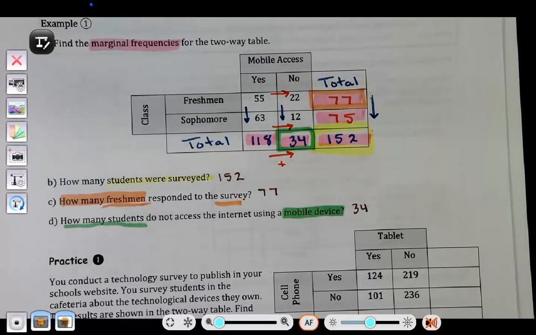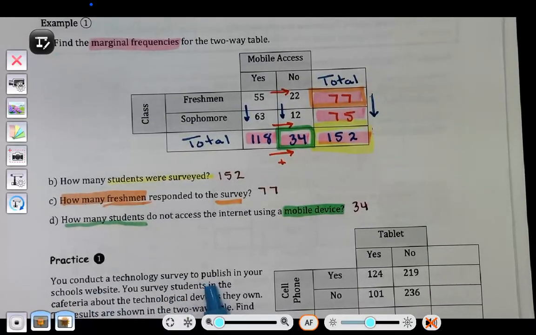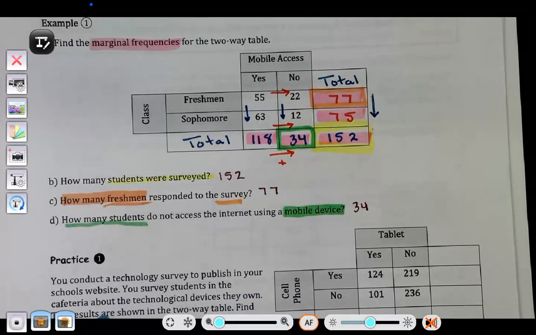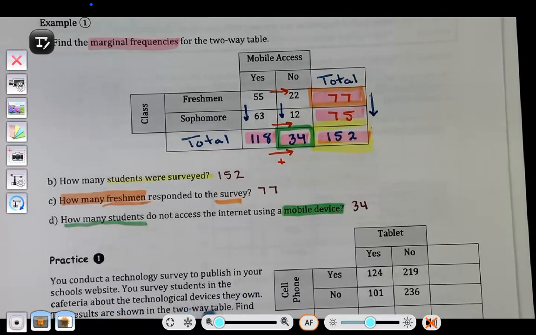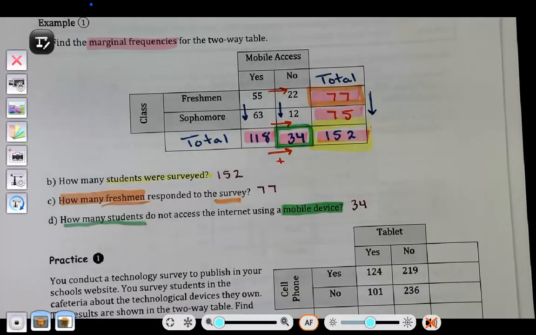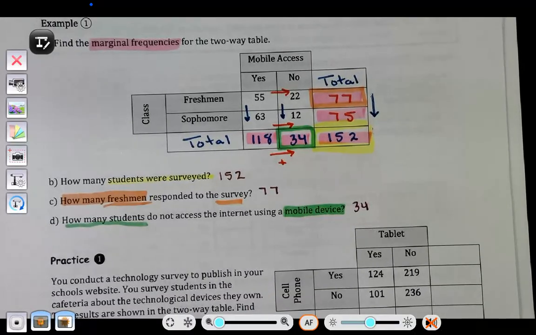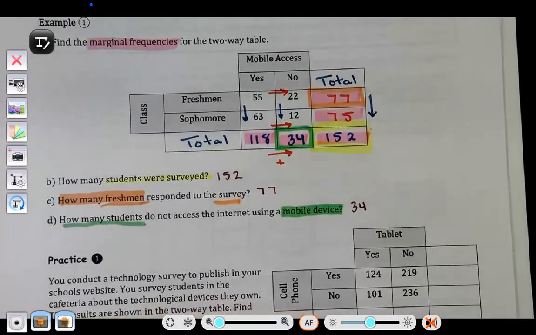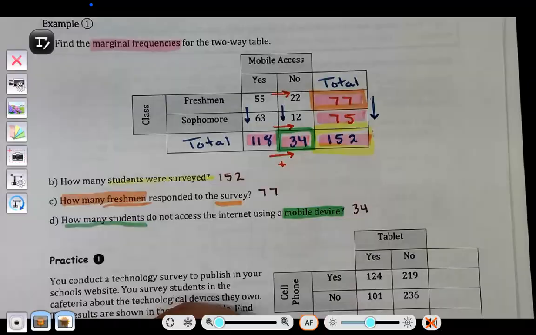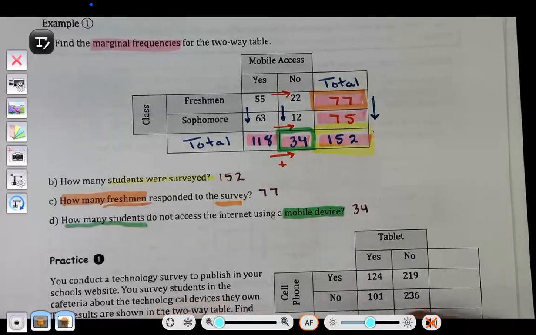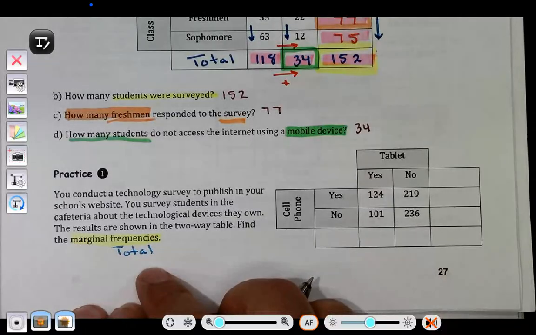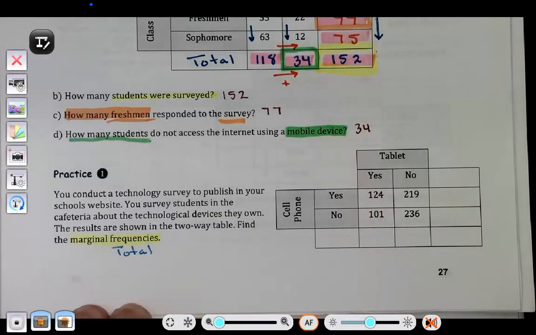All right, well, this is a practice one, and they want you to do it, but let's just handle it together. You conduct a technology survey to publish on your school website. You survey students in the cafeteria about the technological devices they own. The results are shown in a two-way table. Find the marginal frequencies. Again, when you hear this word, and it's in our word wall, it just means you're going to give me totals. You're just going to give me a total. All I need you to do is add up a bunch of stuff.